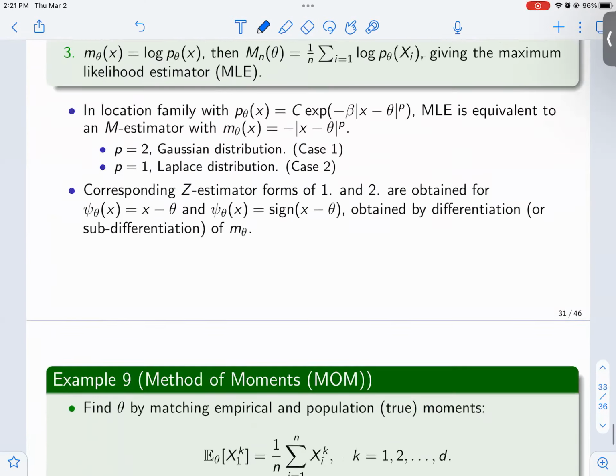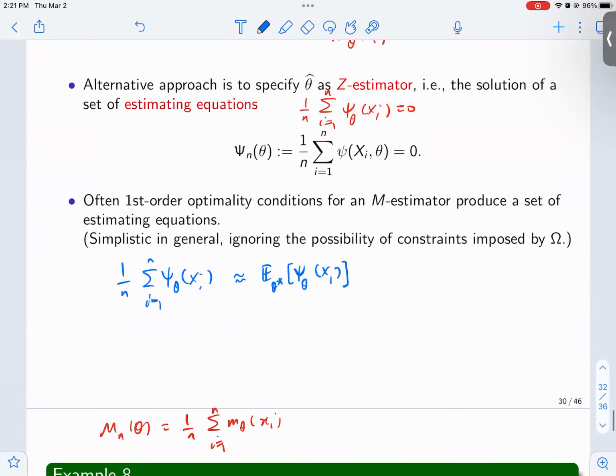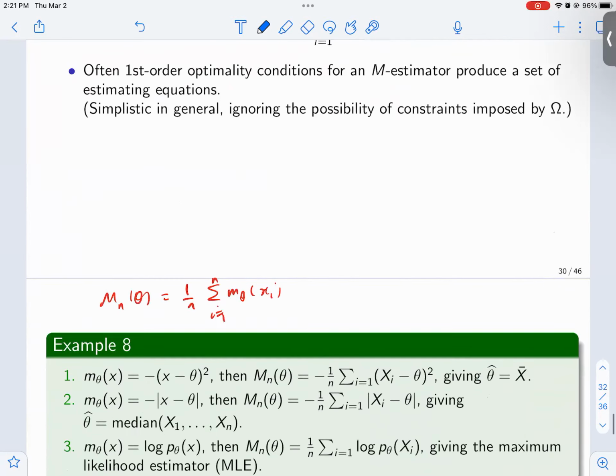I'll let you think about this yourself. So let me just remove this. It's maybe confusing. There is something inside there. Right? So these would give you method of moments or generalized method of moments.